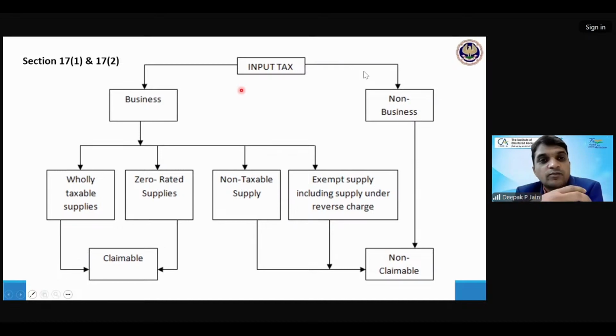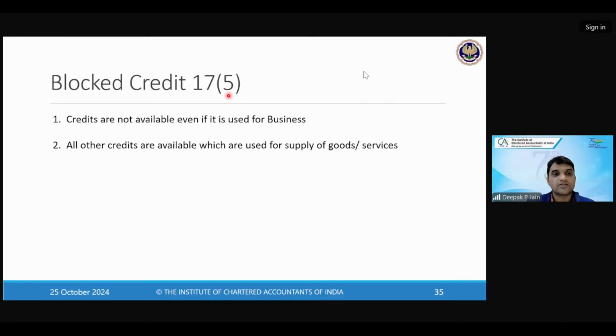So whatever is the input tax lying, you have to claim refund for this and the refund will be granted by the authorities. Okay. Now 17, we understood business, non-business. Block credits, credits are not available even if it is used for business. Section 16 said that you can claim the credit, but now section 17 is saying that boss, even if you are using it for the business, some credits I will not give you.